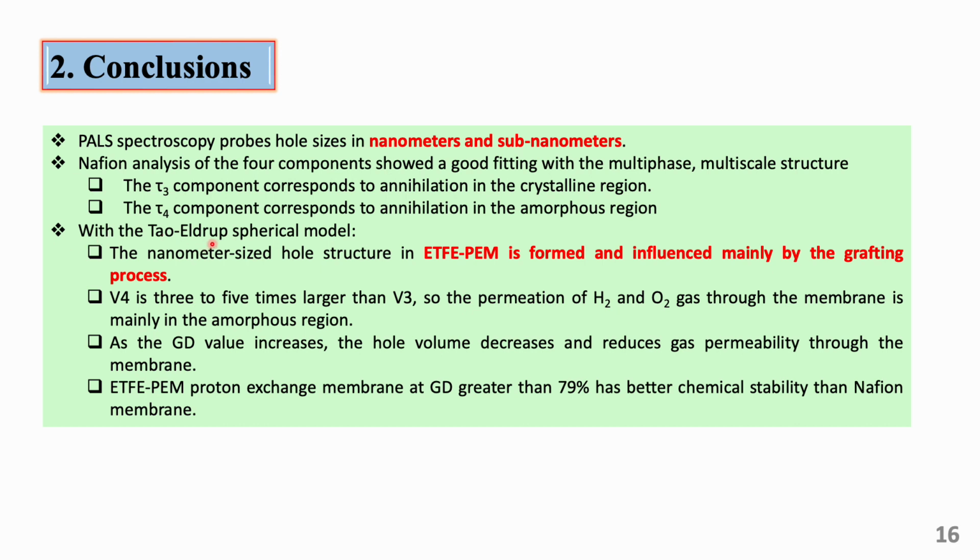Third, with the Tao-Eldrup spherical model, the nano-size hole structure in ETFE PEM is formed and influenced mainly by the grafting process. V4 is 3 to 5 times larger than V3, so the permeation of hydrogen and oxygen gas through the membrane is mainly in the amorphous region. As the grafting degree value increases, the hole volume decreases and reduces gas permeability through the membrane.